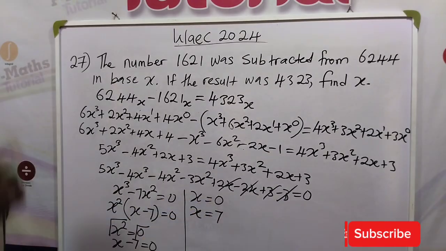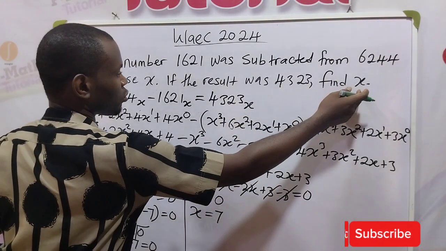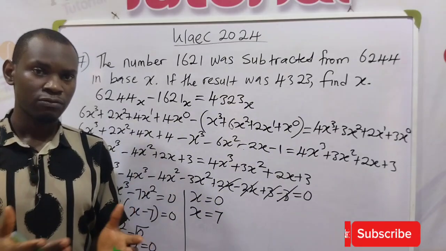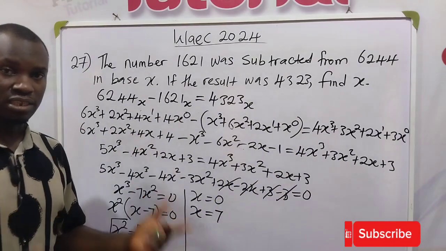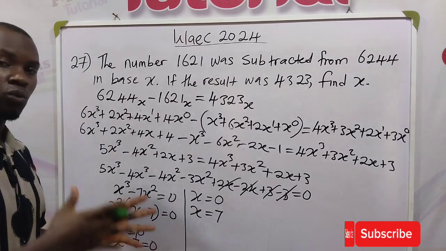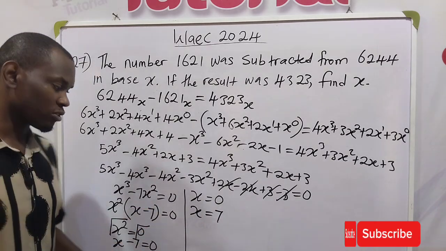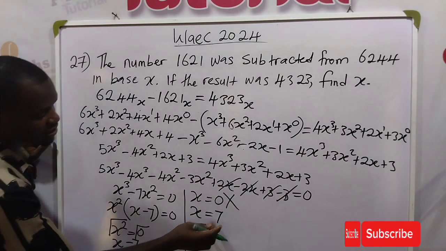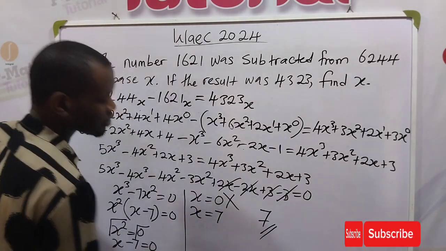All right. Now remember the question says find the value of x. So x has to be a number from 1 upward, because bases of numbers start from 1. So that means 0 is not a base. The answer is 7.